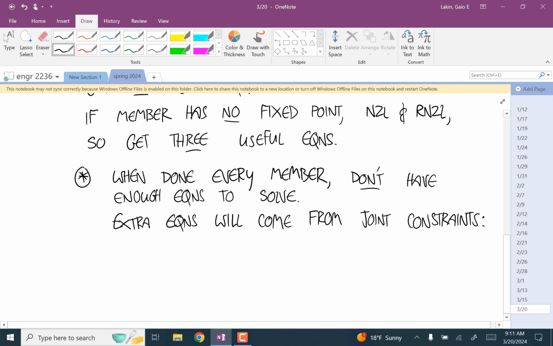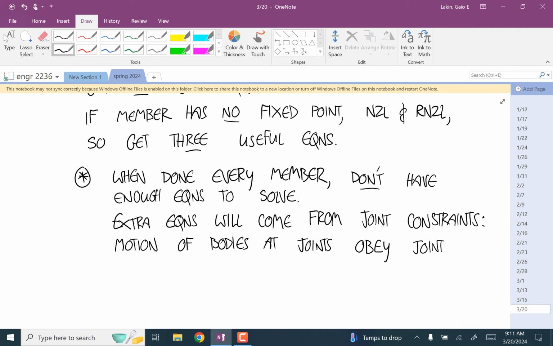And so those joint constraints say the motion of the bodies at the joints obey the joint requirements. Does that come from Newton's second law? No, it doesn't. It's going to be its own kind of thing. We're going to come up with expressions for the acceleration of that point according to this body, so obey joint requirements.